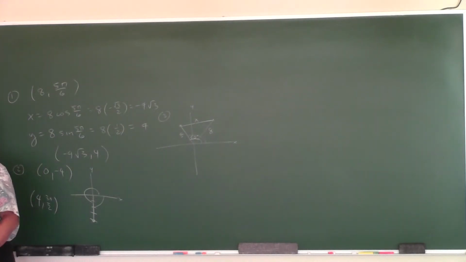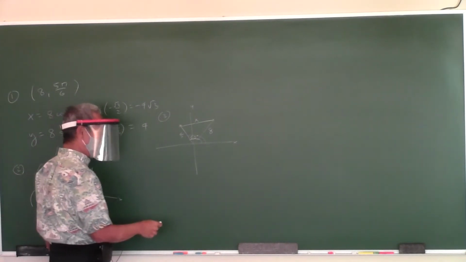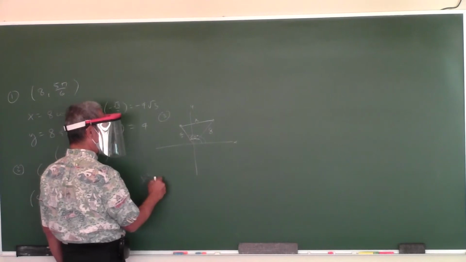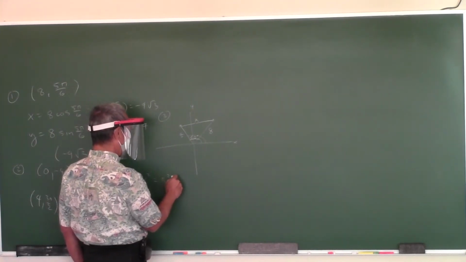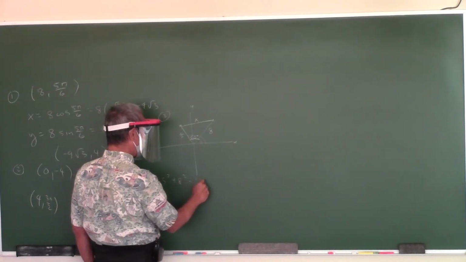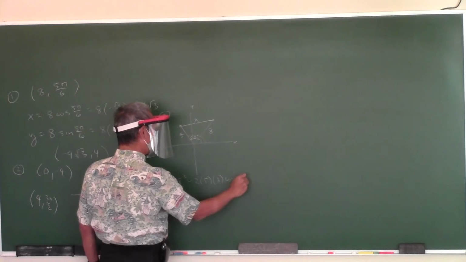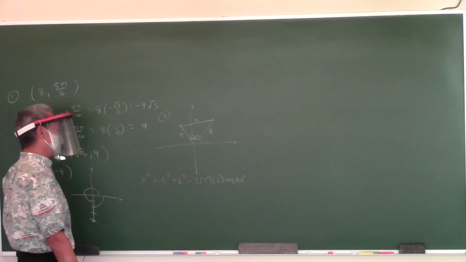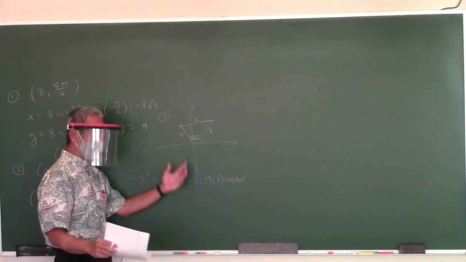I put the quiz on your desk. The law of cosines. Do you remember the law of cosines? x squared equals 5 squared plus 8 squared minus 2 times 5 times 8 times cosine of 60 degrees. I guarantee you this is going to be on the test. And again, the most common mistakes: people put plus here, people forget the 2.